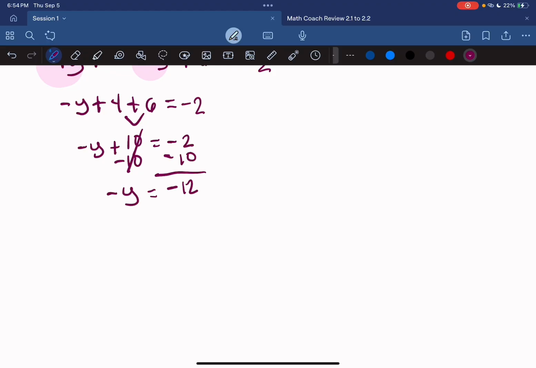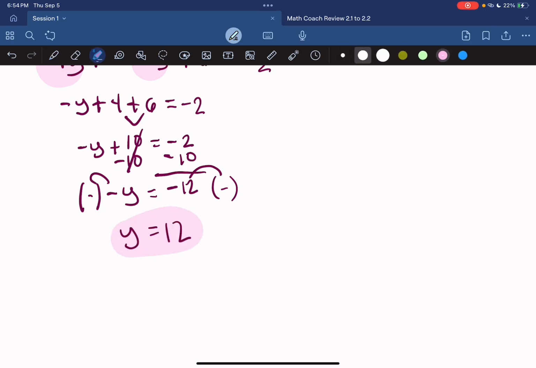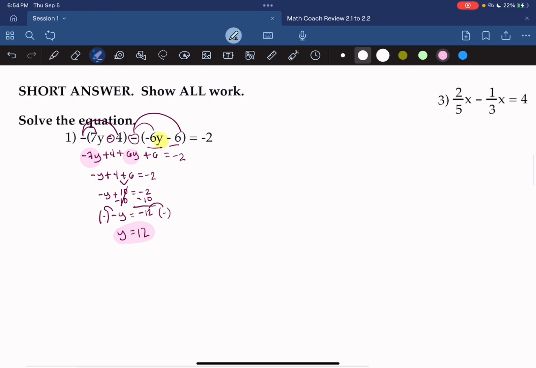In order to make a negative variable into a positive variable, we're going to multiply it by a negative. Technically, it is a -1, just like we saw above, but we have to multiply both sides. Whatever we do to one side, we have to do to the other side. Now, negative and a negative is going to give us a +y equals -12 times -1 is going to give us +12. And that's the answer to number 1.